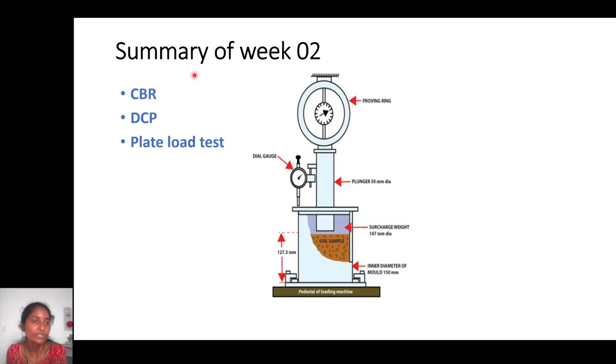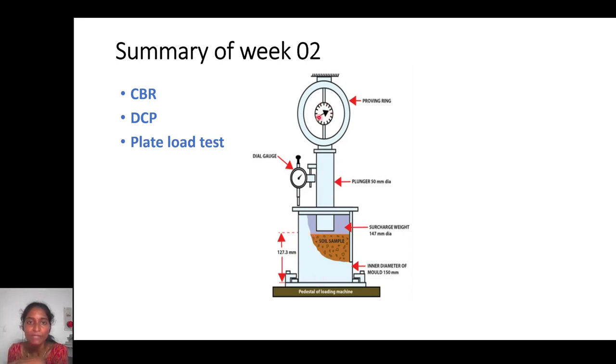In addition to that, we have discussed CBR, DCP and plate load. CBR is used in the laboratory if you want to know the strength of the soil. So this is a soil specimen we take. We take a plunger of 50 mm diameter. We apply the load from the plunger to the soil. When I am applying the load, this soil initially, let us say, has height h.